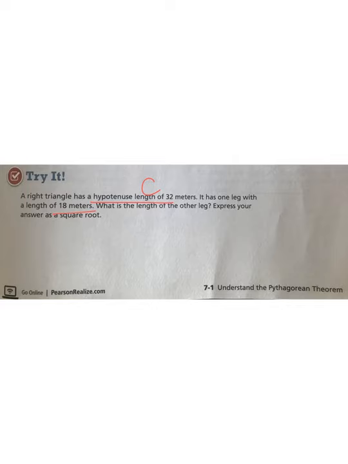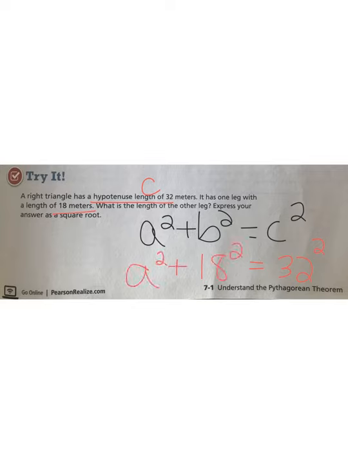Okay, so let's set up our formula. We know it's A squared plus B squared equals C squared. We know C is going to be 32 squared. And we know one of the side lengths. Let's just go ahead and put 18 in for B. Which means I'm finding my leg A. I want us to draw a line down the equal sign. We're going to go through our solving process here.